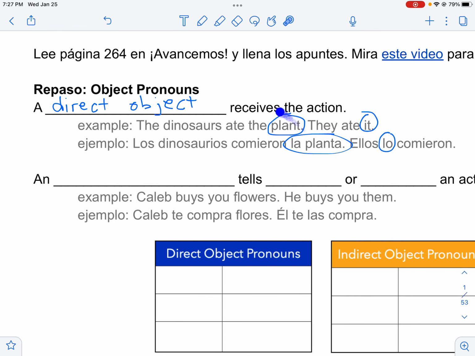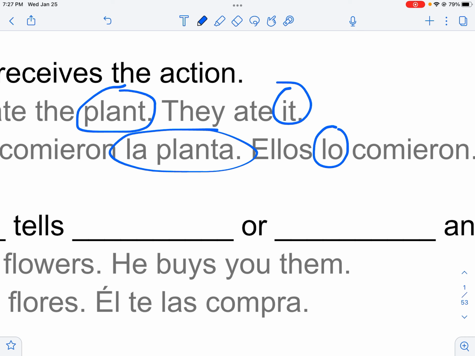We call this a noun, and this is a pronoun, which can replace the noun. So instead of saying the dinosaurs ate the plant, they ate it. That replaces it. Oh, this should be la. This should be la comieron, because la refers to la planta. Ooh, that is an error. Good job, me. All right, now we got it fixed.